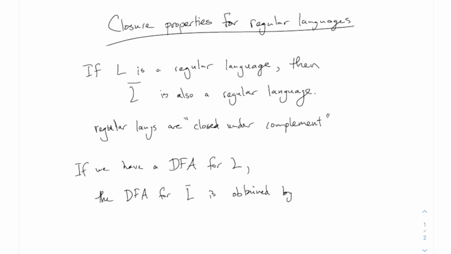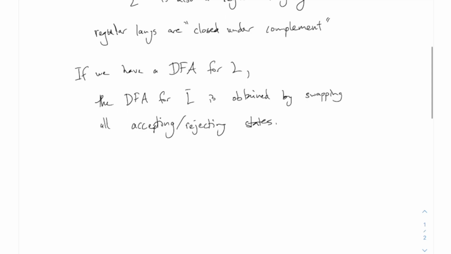If we have a DFA for L, the DFA for L bar is obtained by, I'm going to try and say what I just said, swapping all accepting and rejecting states. All right? And that's very simple to do, right? You can immediately do this. This is the closure property for complements. Today I want to talk about the closure property for intersections. And this is quite a bit more complicated.